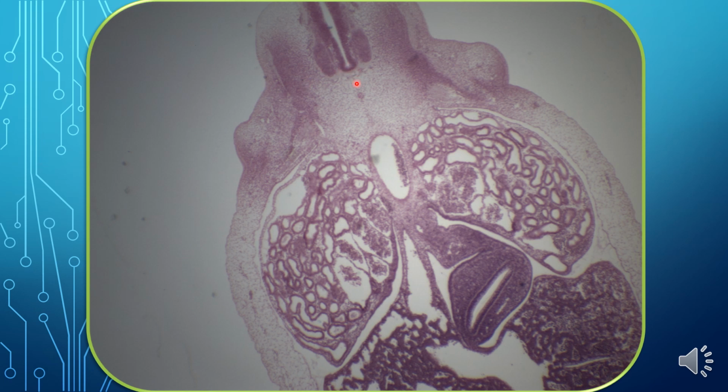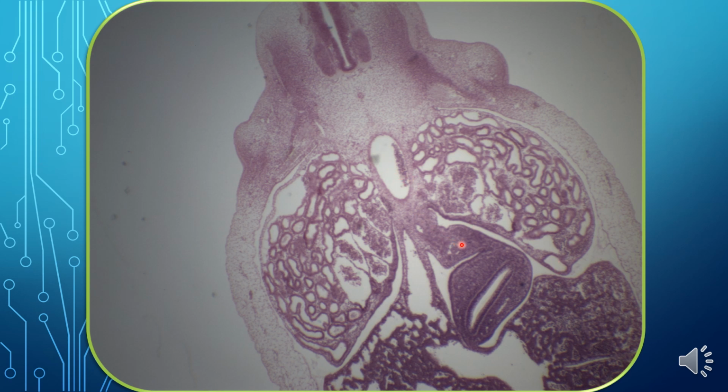Again, more caudally, neural tube, notochord, dorsal aorta. On the side of the dorsal aorta, you can see this is the renal system. This structure is called the mesonephric glomeruli, and these are the mesonephric tubules: glomeruli, tubules, and this is the mesonephric duct.